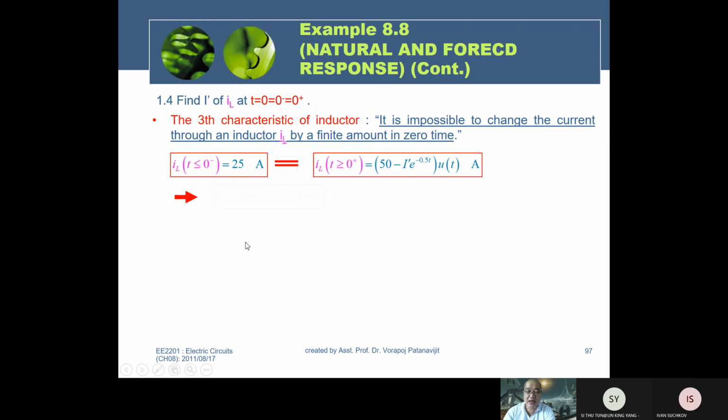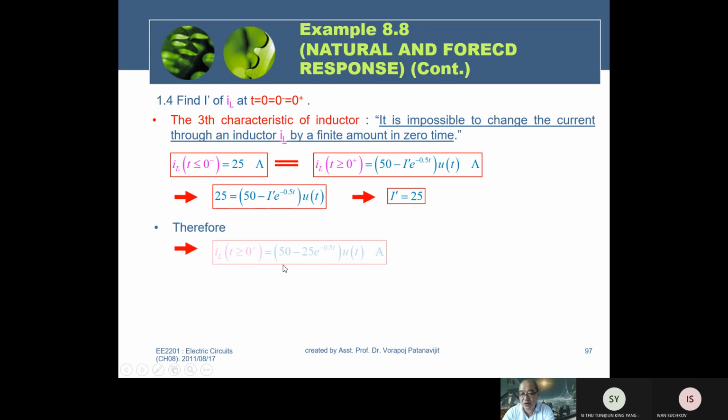Now you substitute every t to be 0. Zero multiplied by anything gives 0, and anything to the power 0 gives 1. Therefore, 25 equals 50 minus I_h, so I_h equals 25 in this case. Substitute it inside, and this gives the complete solution of IL at all time.